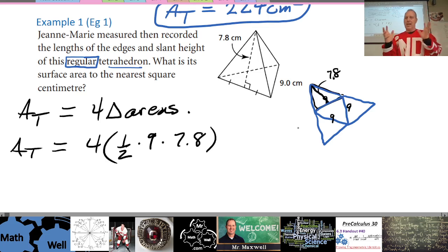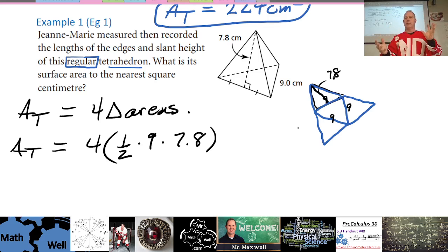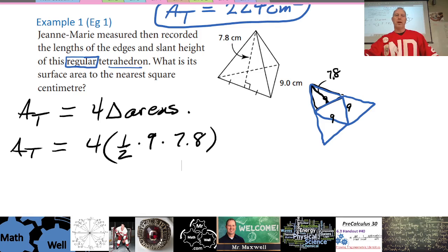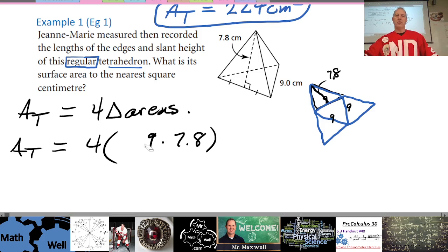All right, so once again, the total area is all 4 of the triangular faces. So that's why I have this 4 right here. The area of each triangular face is 1/2 base times height. And if you want to write it like this, you don't have to change your work, but some of you said you like to do base times height over 2. So you could write it just like this. That's fine too. That's okay too.